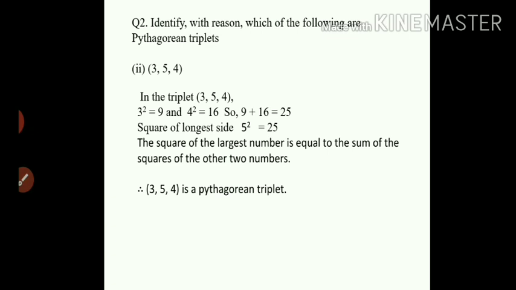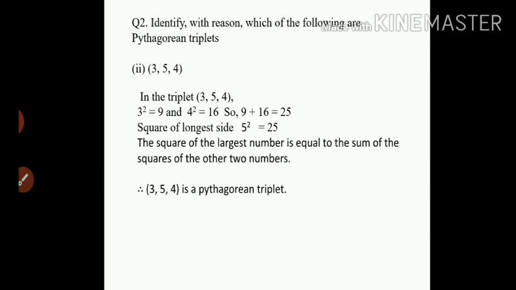So 3 sides will be given. I am taking sub question number 2 first. In the triplet 3, 5, 4, we will take the two smaller sides first. See, 3 square is 9, 4 square is 16. So I will add 9 plus 16, which is 25. The longest side square, that is 5 square, is 25.